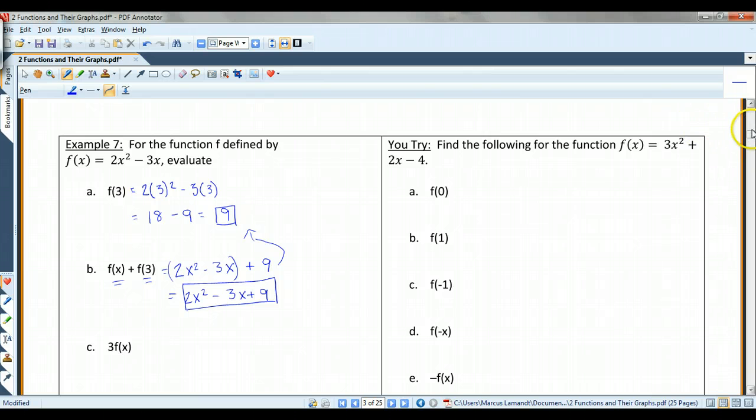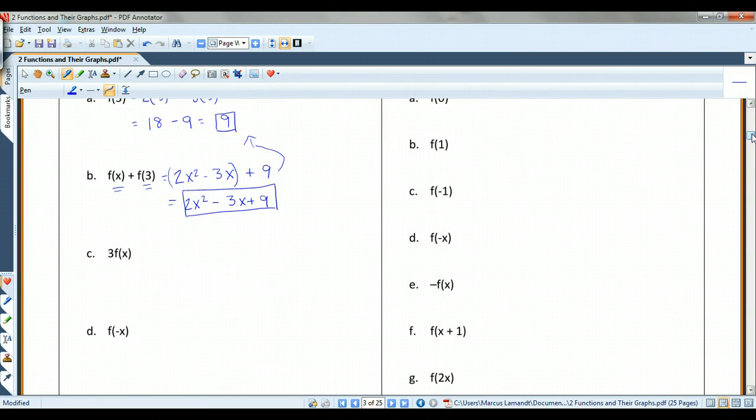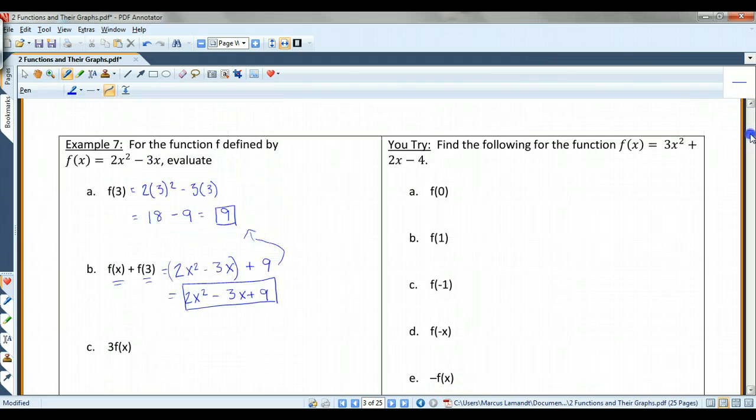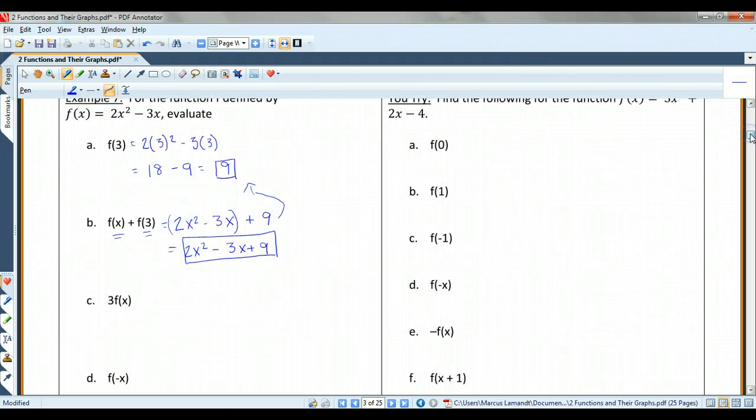Now, if you're multiplying a constant into the function, you're just going to distribute it. So I've got 3 times 2x squared minus 3x. If I distribute the 3, I've got 6x squared minus 9x.